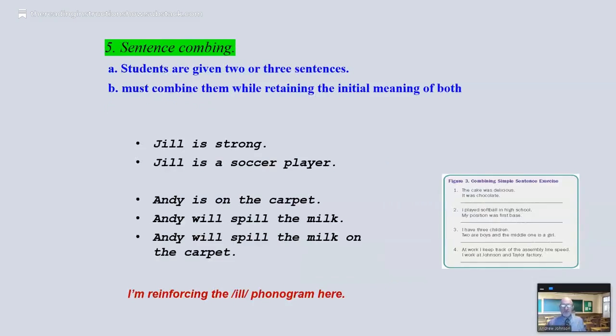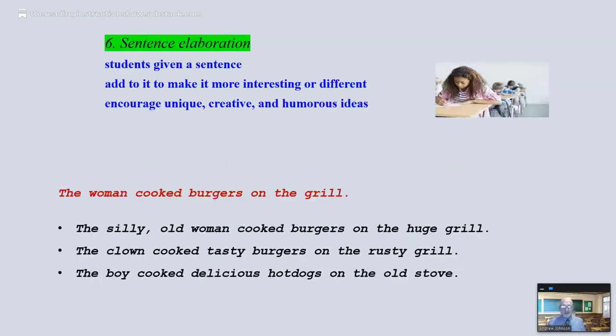Sentence combining. Students are given 2 or 3 sentences. They must combine them while retaining the initial meaning of both. Develops the syntactic cueing system, but this is one of the strongest activities, strongest research-based activity to develop grammar. Notice I'm reinforcing the ILL phonogram here. Andy is on the carpet. Andy will spill the milk. Andy will spill the milk on the carpet. Simple. Take these from the story, take them from real life, use them to reinforce letter sounds or patterns.